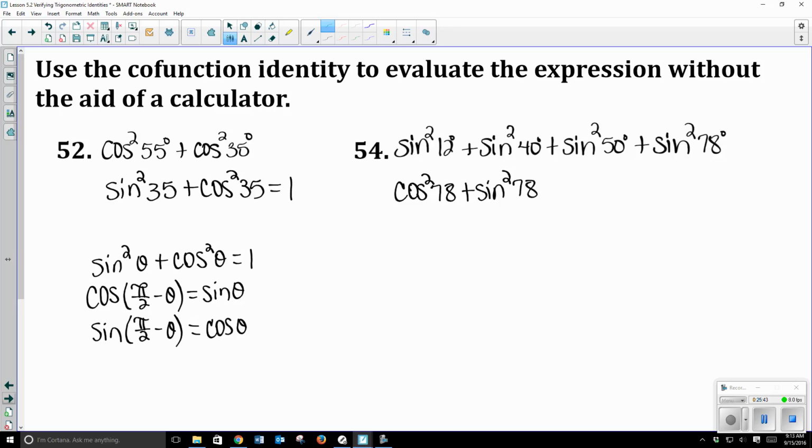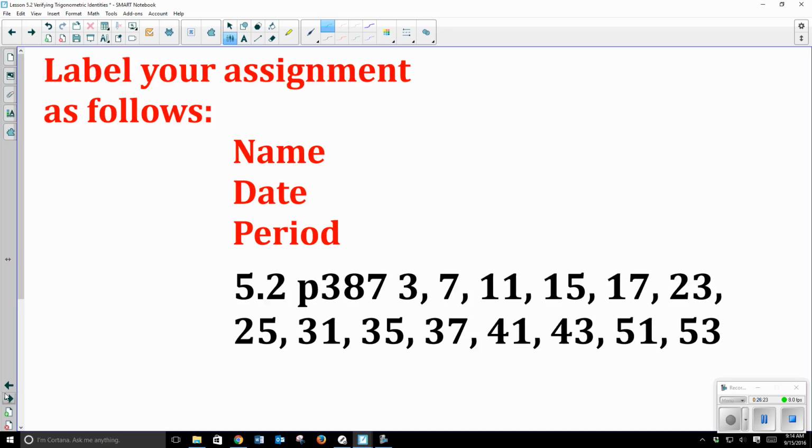We're going to reorder this stuff. And then sine squared 40 could be changed into cosine squared 50, the complement, plus sine squared 50. And the reason you want that to happen is that if your angles match up, and they do, and you've got cosine squared theta plus sine squared theta, then that equals 1. So this would be 1 plus 1 for a total of 2. Okay, so everything I did in this lesson should match up to these problems.